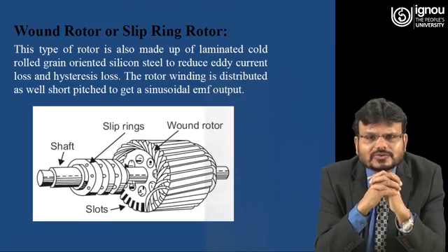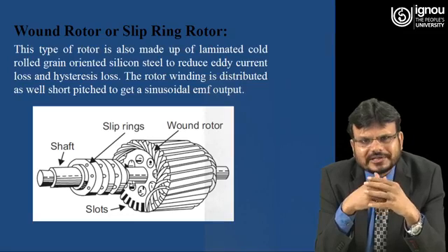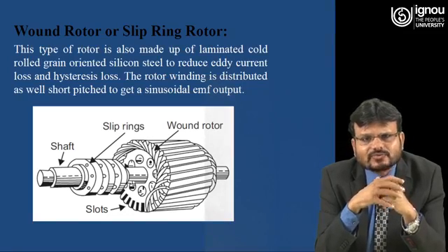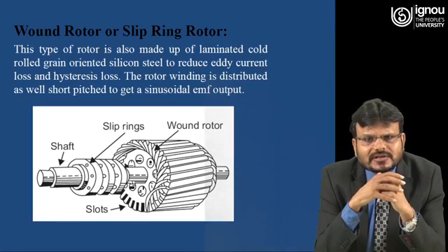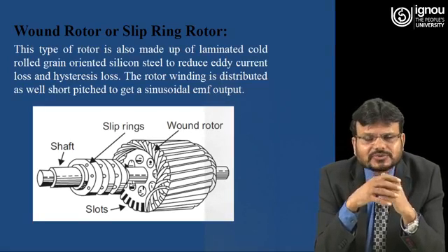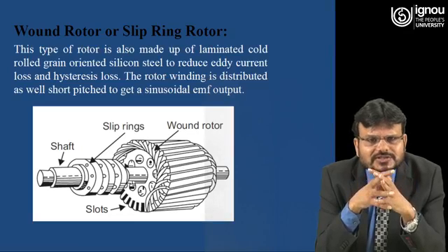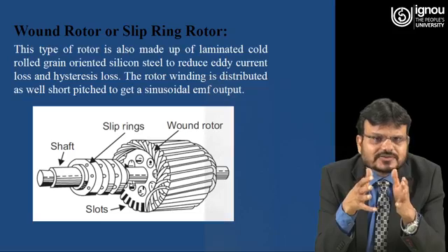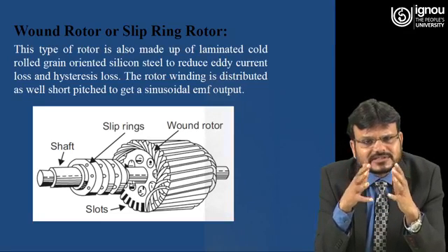Next is wound rotor or slip ring motor. This type of rotor is also made of laminated, cold rolled, grain oriented silicon steel. Why is it made of laminated, cold rolled, grain oriented silicon? Silicon is basically a magnetic material, and it is laminated to reduce the eddy current losses. And because you are using silicon steel, a magnetic material, you can also reduce the hysteresis losses.